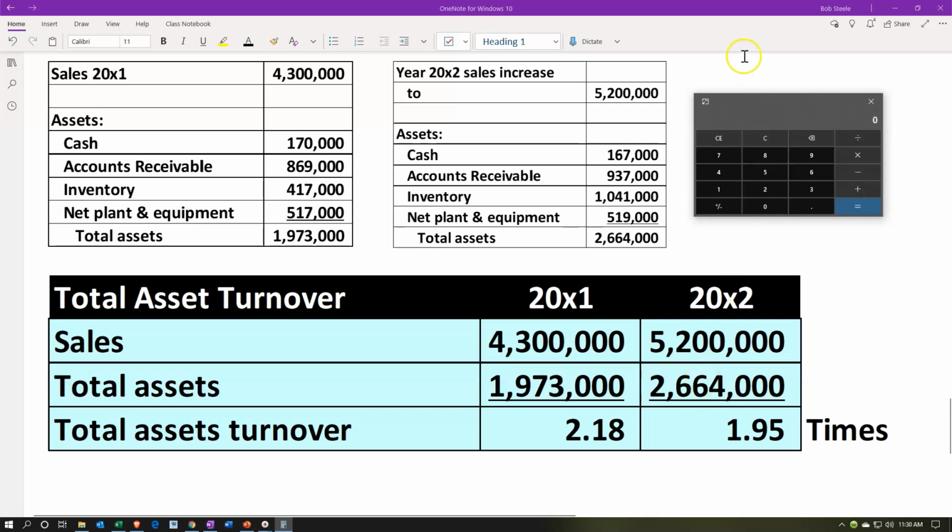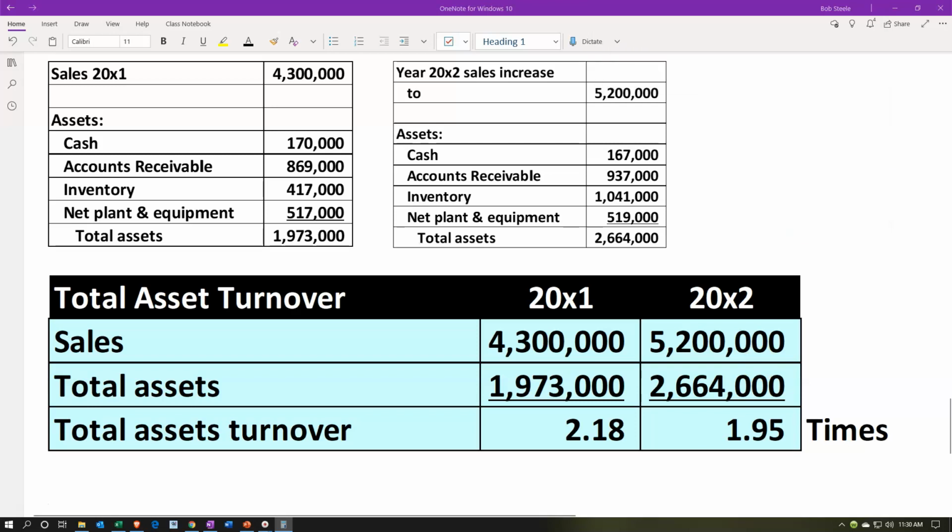So if we compare that to 2000 x2, we got the 5200000 divided by the 2664000, and that's going to be the 1.95. So it went down a little bit. We used it a little bit less, the assets a little bit less efficiently. And you might ask, well, how could that happen? Well, the sales went up, so you would think that would be increasing the turnover ratio because the sales going up would be good, but the assets also went up.